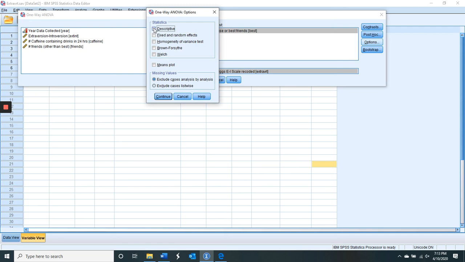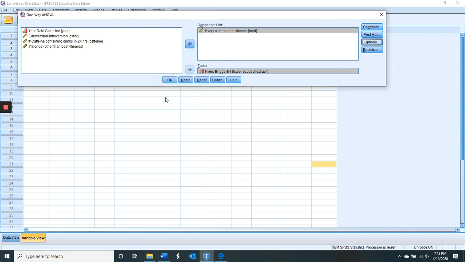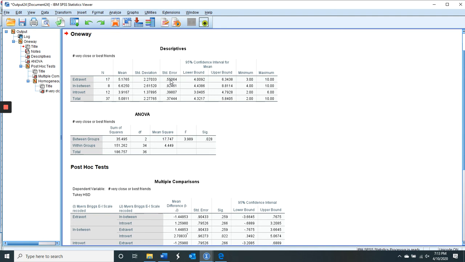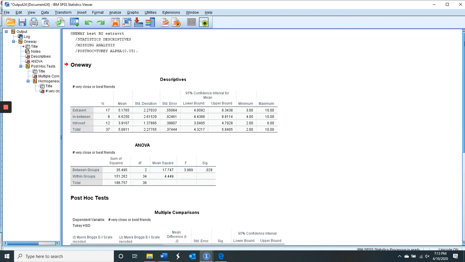Options, we want to see the means. Standard deviations are good also for our table 1, but the means tell us if there's any difference, which group is larger or smaller than the other groups. And so run it, press OK, and then here's the output.